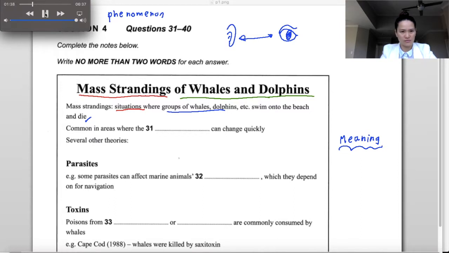Unfortunately, this type of event is a frequent occurrence in some of the locations that you'll be travelling to, where sometimes the tide goes out suddenly.